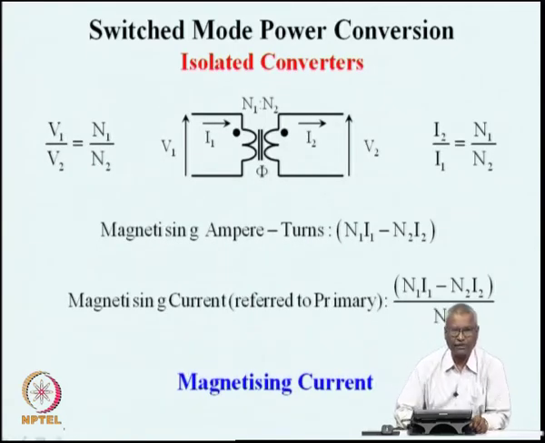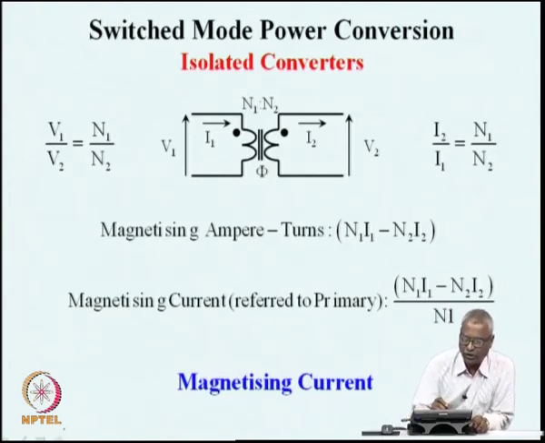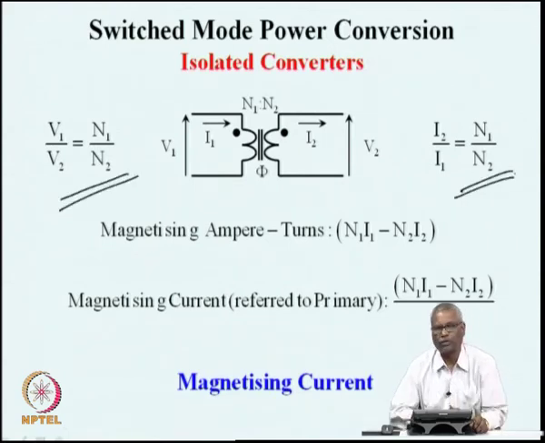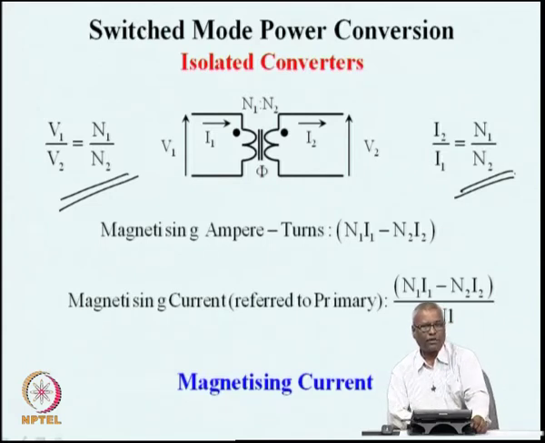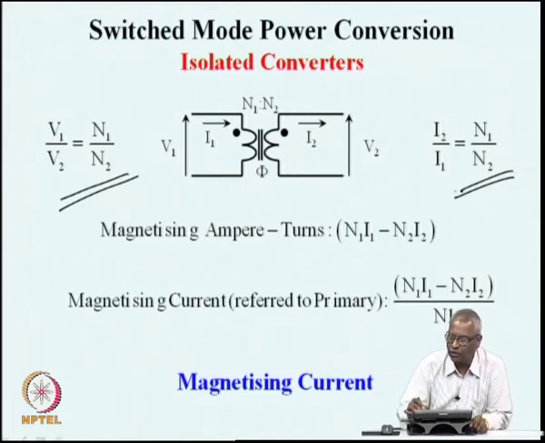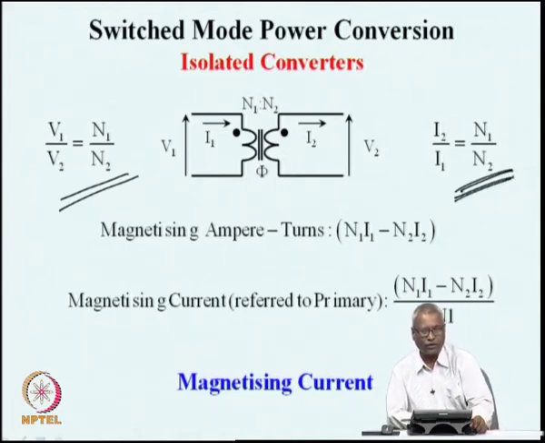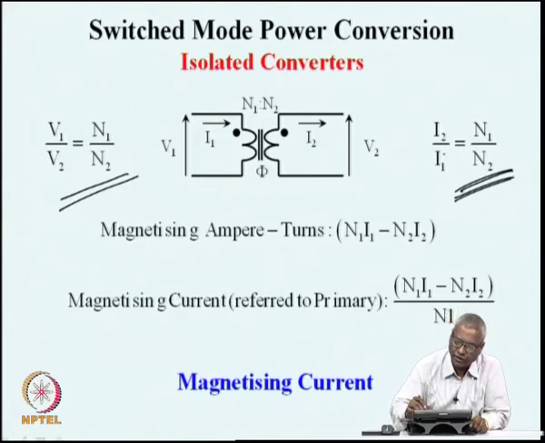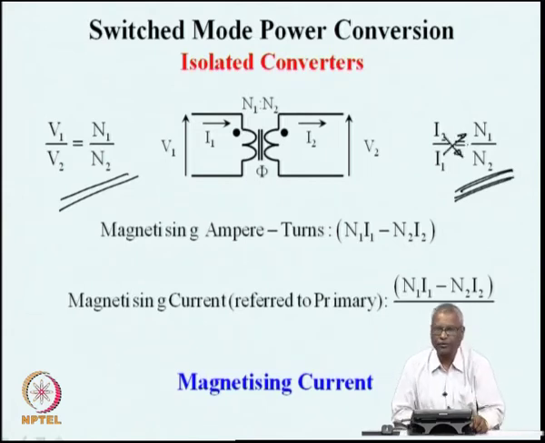Okay. So, what we see is that process. How is this reset being done? Let us look at the transformer with one non-ideality. The ideal transformer has the relationship that V1 by V2 is equal to N1 by N2 and I2 by I1 is equal to N1 by N2. Now, in the ideal transformer, N1 into I1 is equal to N2 into I2. What you see from here, the product N1 I1 and the product N2 I2 are equal.